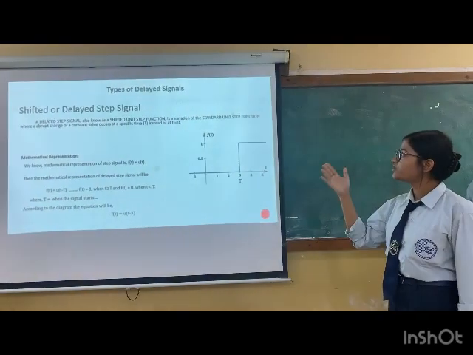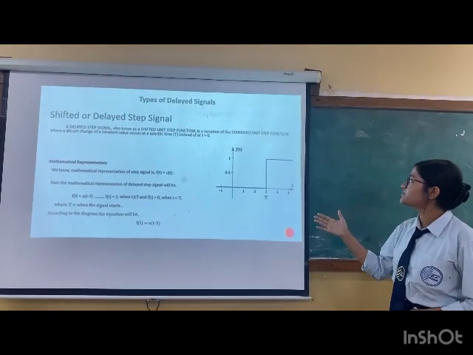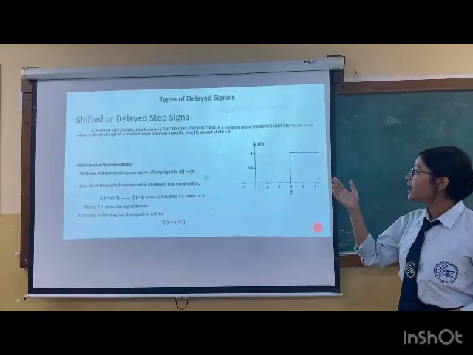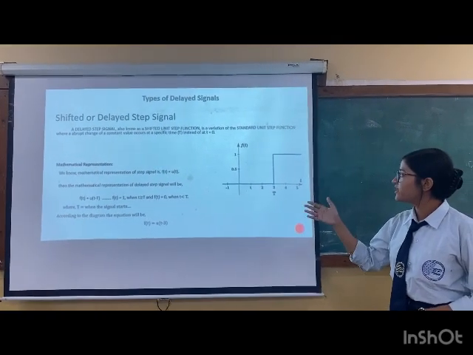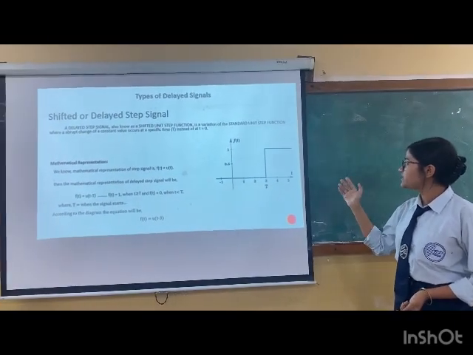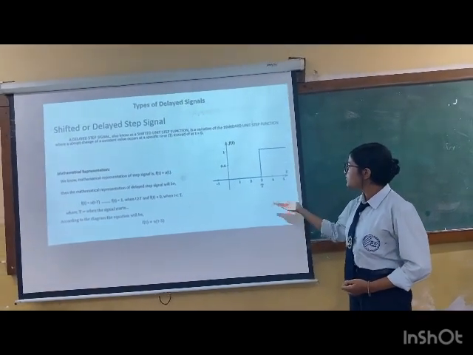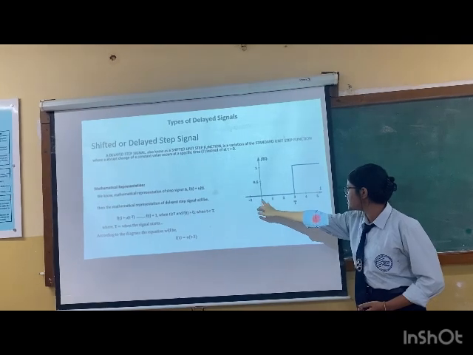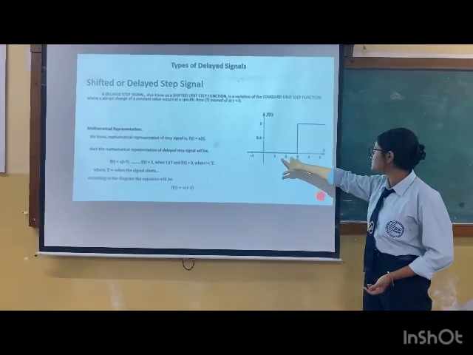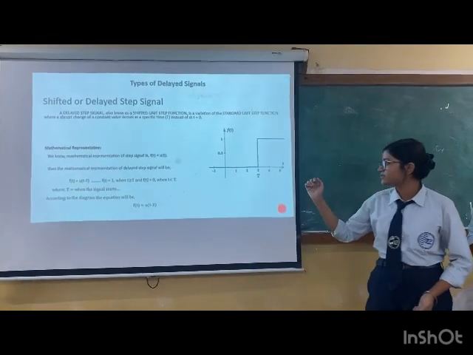First we have the shifted or delayed step signal. A delayed step signal, also known as a shifted unit step signal, is a variation of the standard unit step function, where an abrupt change to a constant value occurs at a specific time T instead of at time t equals 0. In the unit step function, the function starts from here, from t. But in this delayed step signal, it starts from a certain distance, and this is capital T. We are representing this as capital T.